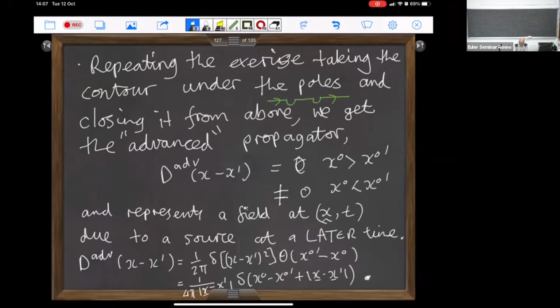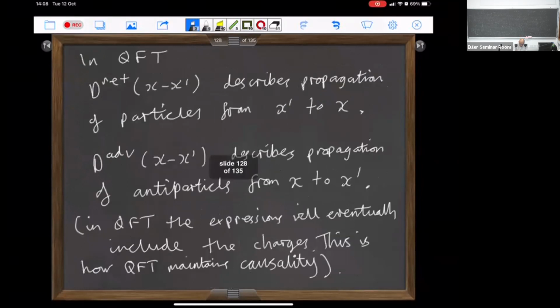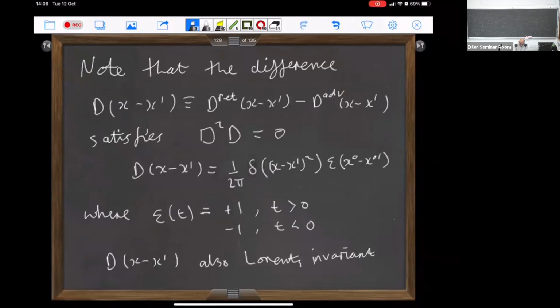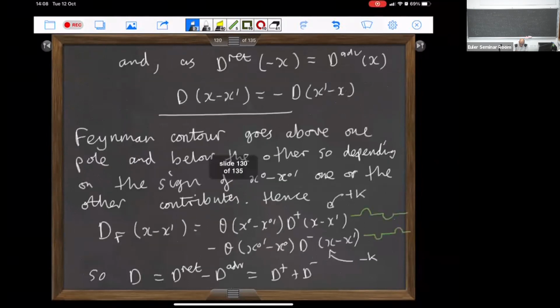Then doing the contour integral with the contour below both of the poles, you get the time-symmetric opposite solution, which is the advanced propagator. And then doing the other two possibilities gives you the Feynman propagator.